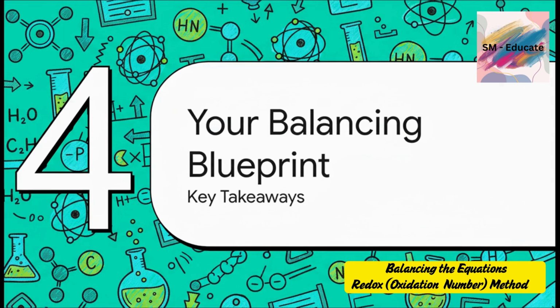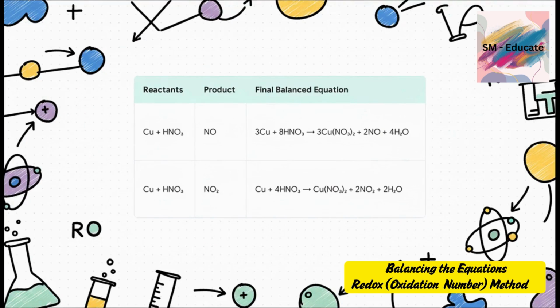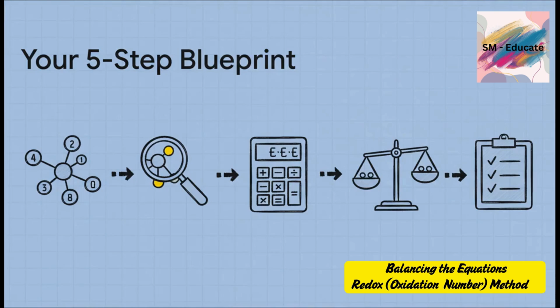All right, let's zoom out for a second and just summarize what we've learned here. We've taken two really complex-looking reactions and we've systematically broken them down and solved them. And this slide right here really says it all. I mean, look at them side by side. The only difference in what was being made was NO versus NO2. But that tiny one-atom change completely rewrote the recipe for the reaction. The first one needed 3 coppers and 8 acids. The second, only 1 copper and 4 acids. That's amazing.